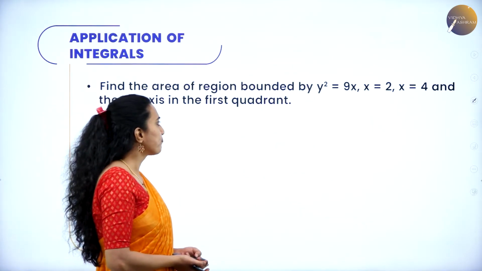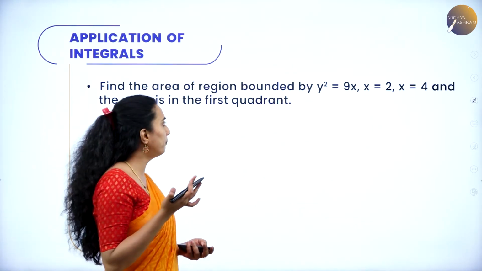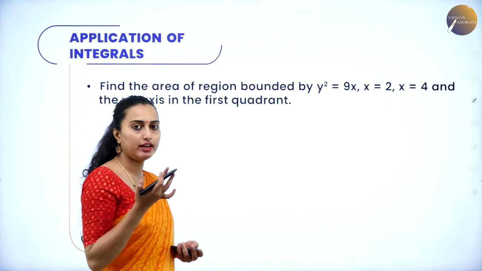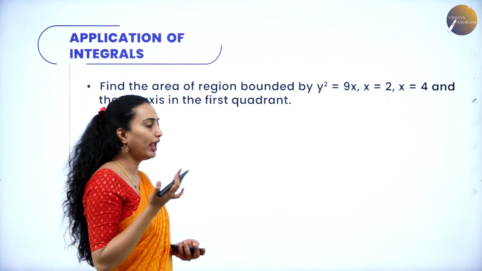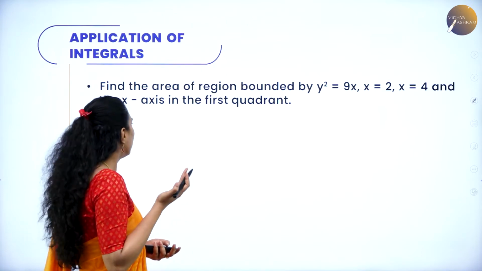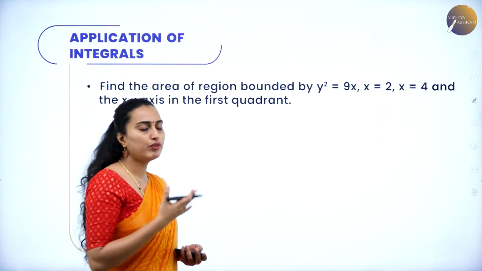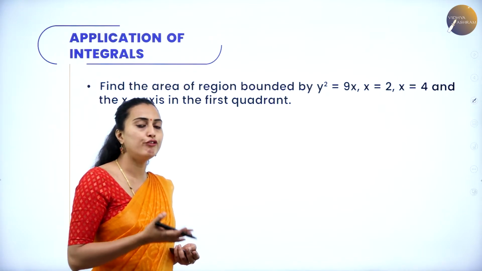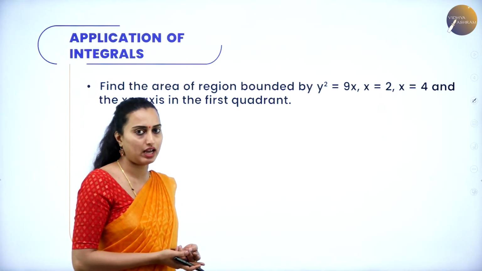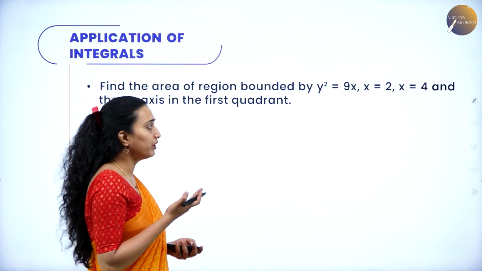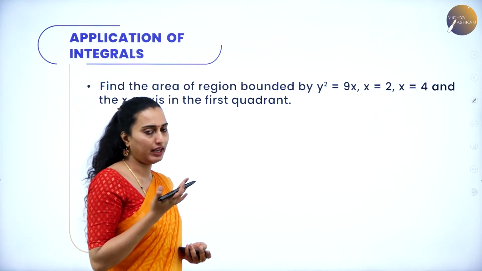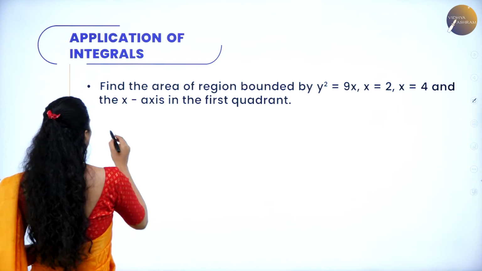Find the area of the region bounded by y squared is equal to 9x, x is equal to 2, x is equal to 4, and the x-axis in the first quadrant. So same thing, they have given y squared is equal to 9x. Here 4a is equal to 9 they have given, that's it. So you can take out the same diagram. So what have they given?